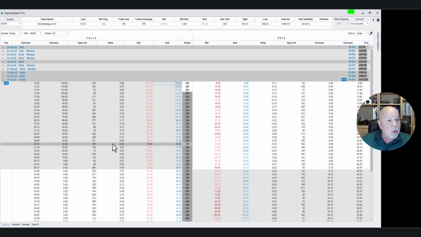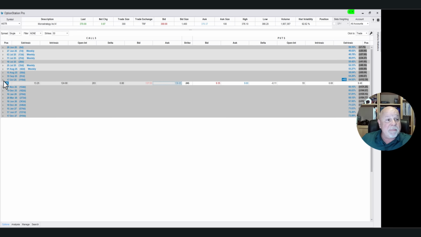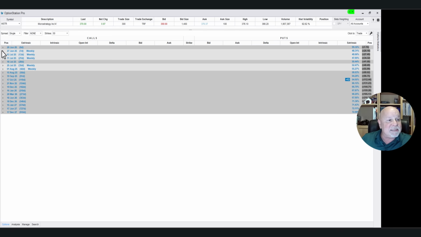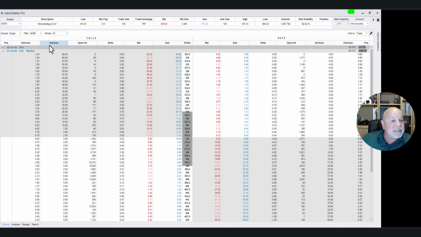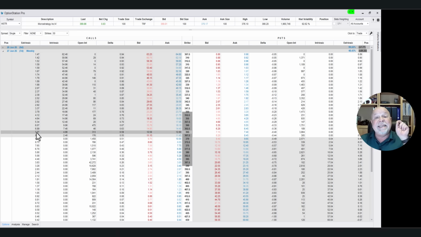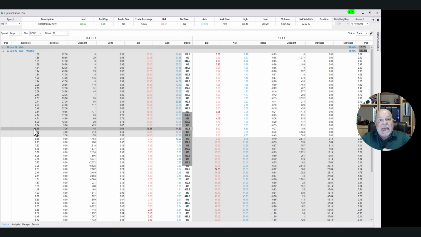Now what do I do? Well, here's what I do. I want to make money on this trade, right? I want to make some juice. I want to make income. So you see this extrinsic value column? It's very important right now. This is the juice column. This is the income column. This is how we split it out.